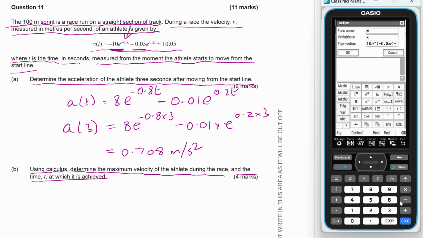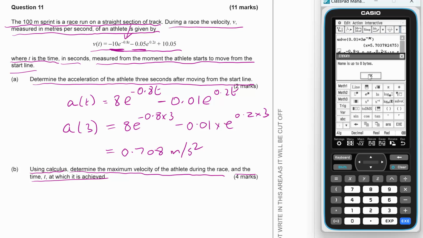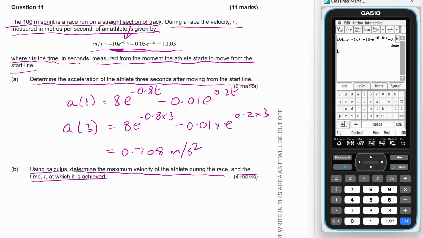And take away 0.05 e to the 0.2x, and then we'll add the 10.05. So I just went back and redid that because it didn't like me using the variable v here. I had to use the v here. So it's now done.